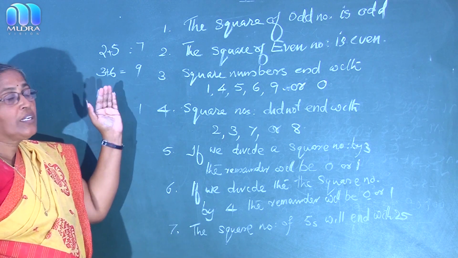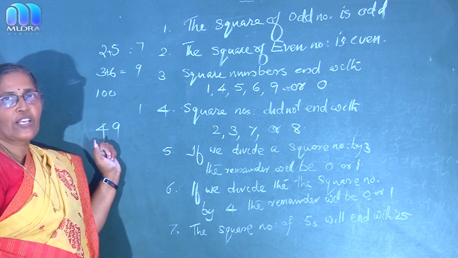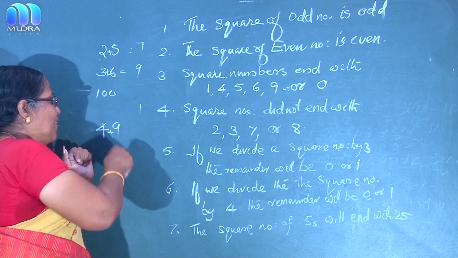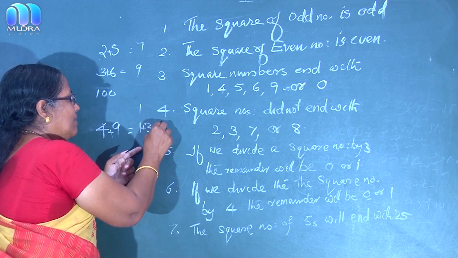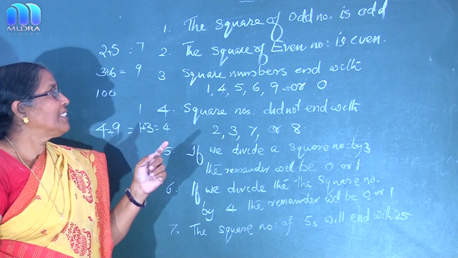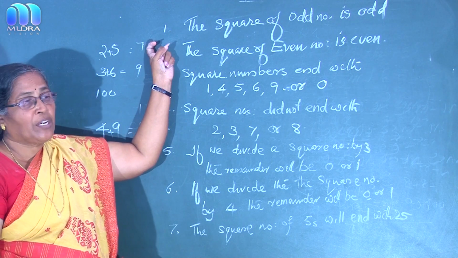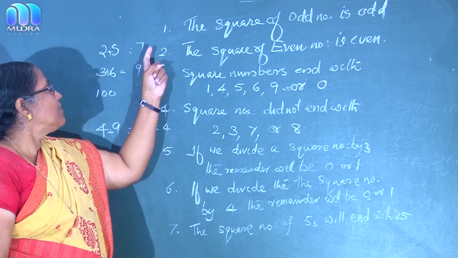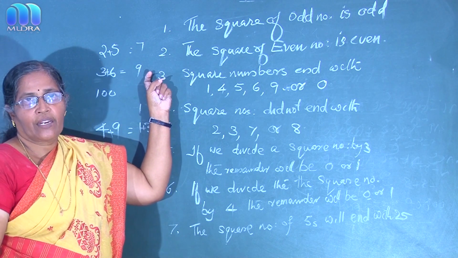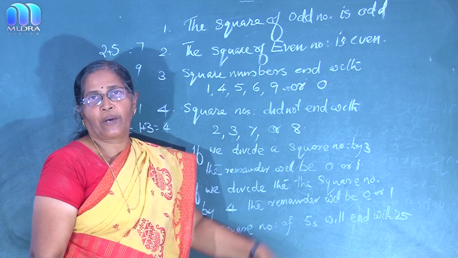Then again, the number 49 is the square of 7. The sum of its digits is 13. Again 1 plus 3 is equal to 4. We can find that the digit sum of a square number is 1, 4, 7 or 9. These are the peculiarities of a square number.